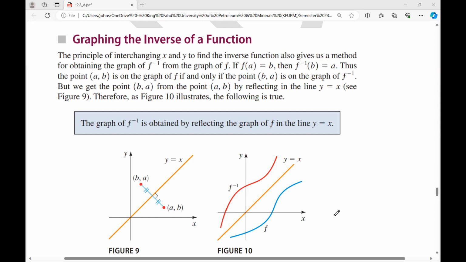Hello, welcome back to part 4 of section 2.8. Here we'll be discussing the graphing of inverse functions.